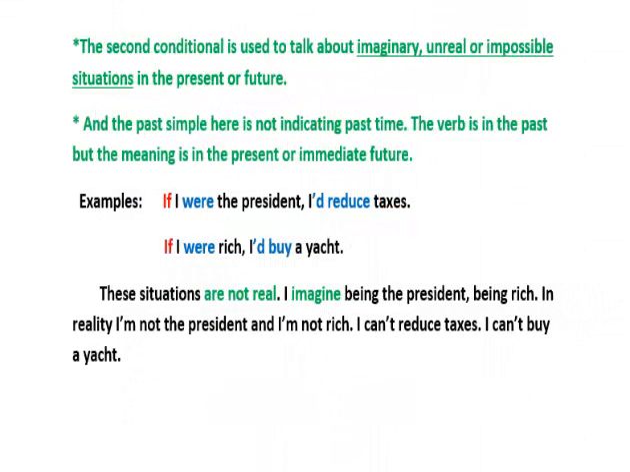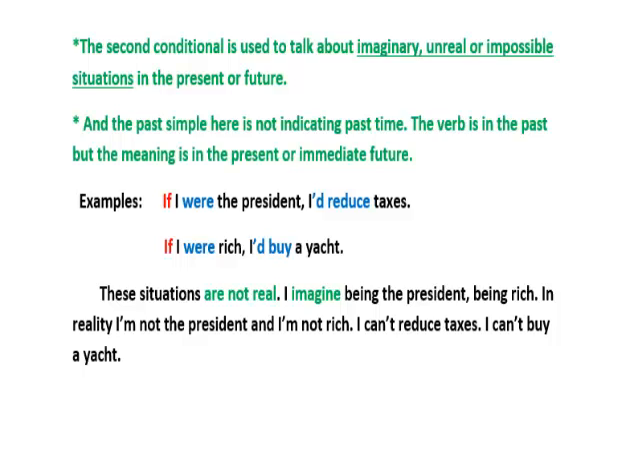Okay? Now, we're going to see when or why do we use the second conditional. The second conditional is used to talk about imaginary or unreal or impossible situations in the present or future. And the past simple here in the second conditional is not indicating past time. We said present or future. The verb is in the past, but the meaning is in the present or immediate future. We're going to see other examples.